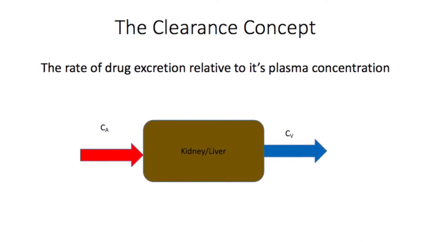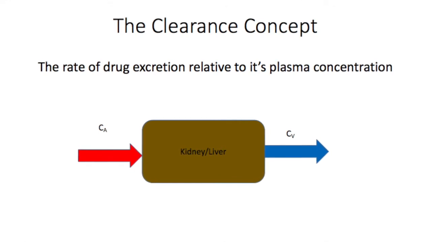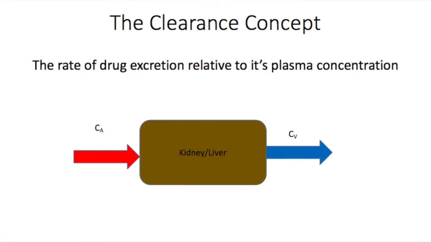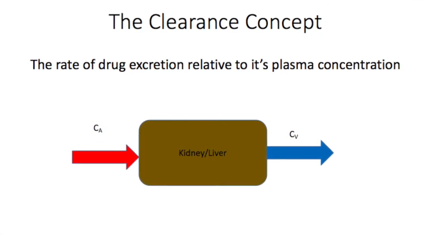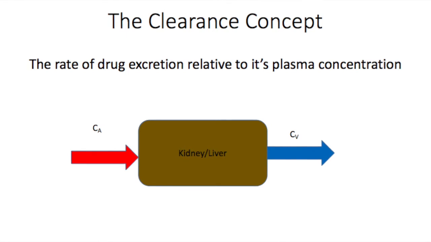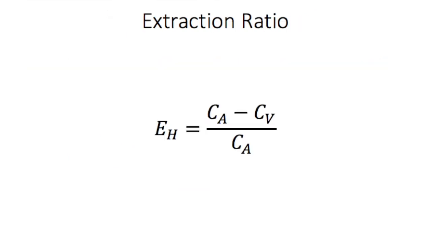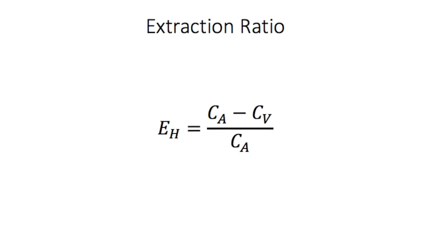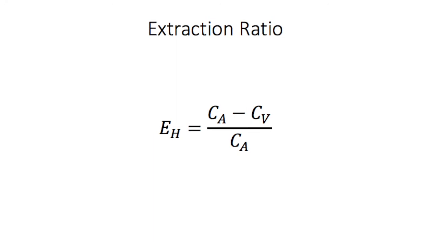As we can see in this figure, an organ of elimination, like the liver or kidney, has blood with a relatively high drug concentration coming in, which is in the arterial blood, and then blood leaving with a lower concentration, which is the venous blood. The extraction ratio is a measure of how efficiently the drug is removed from the blood as it passes through the organ of elimination. We calculate the extraction ratio as the difference between the drug concentration in the artery entering the organ and the drug concentration in the vein that leaves the organ relative to the concentration in the artery.